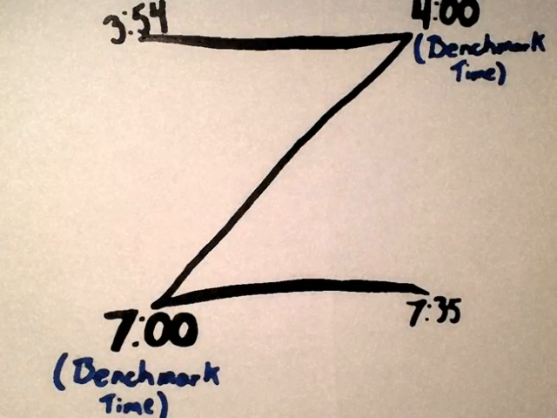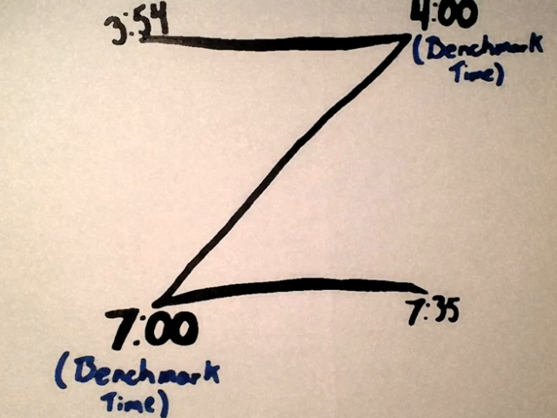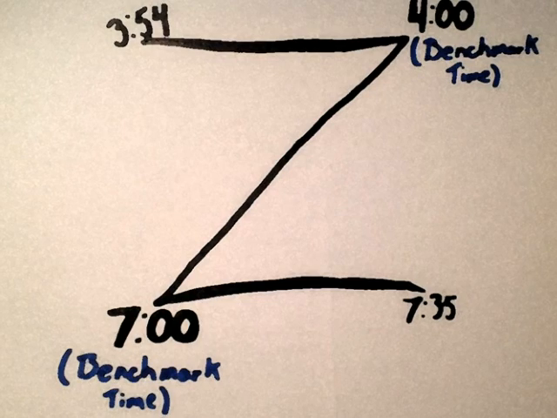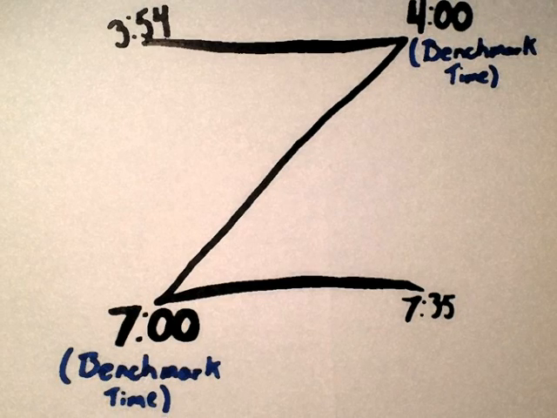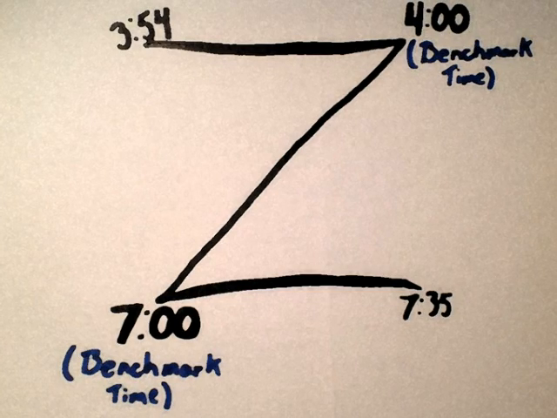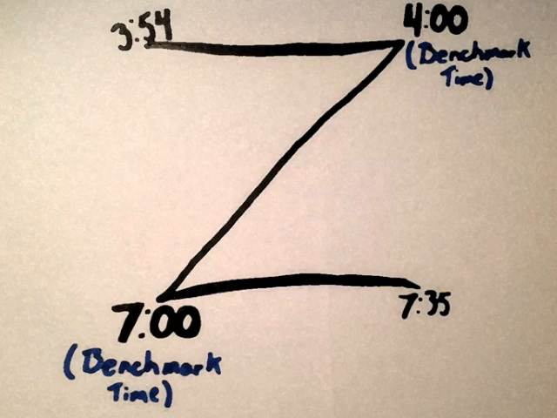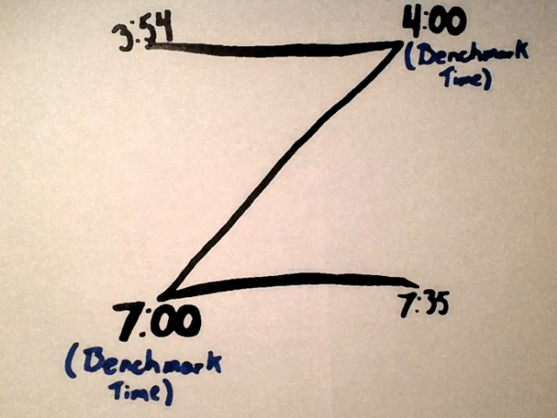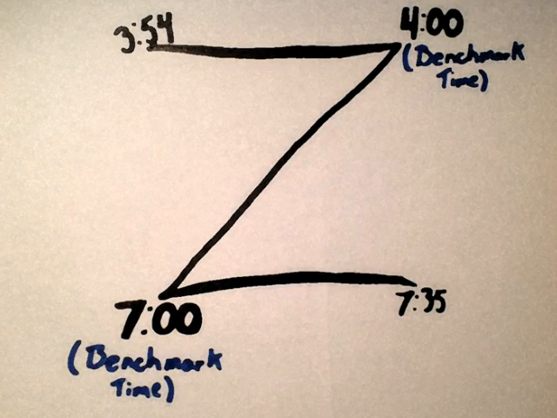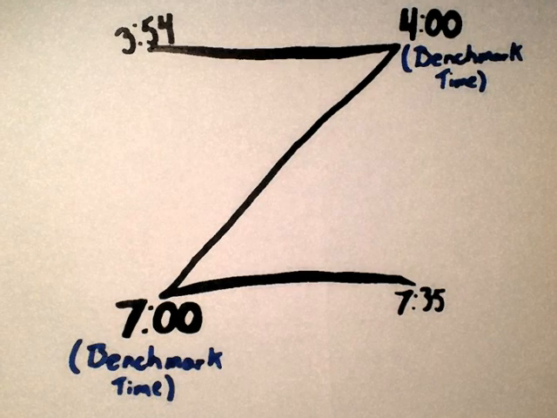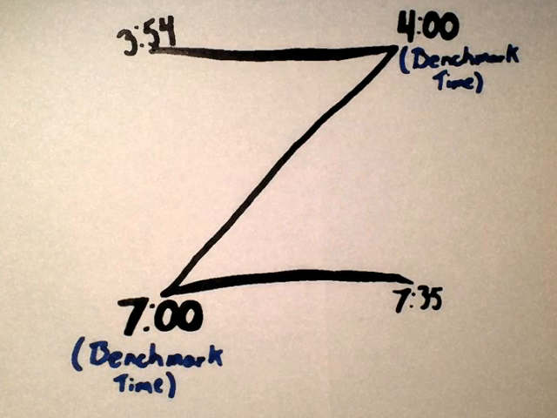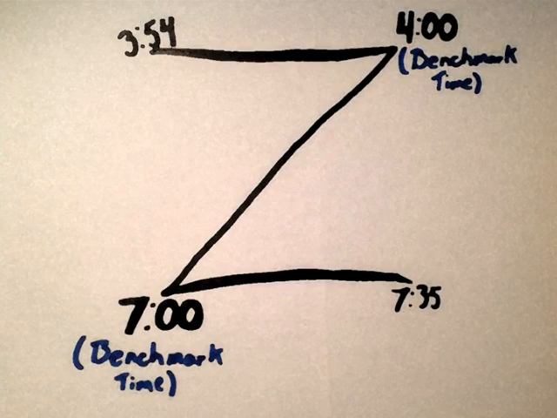Now, let's place our benchmark times in the correct locations. The next whole hour after our start time is 4 p.m. This time will go in the top right corner of our Z. The whole hour that is before our end time is 7 p.m. This time will go on the bottom left side of the Z. As you can see, we have our start and end times as well as the other benchmark times in the correct locations. Now it is time to find the differences.